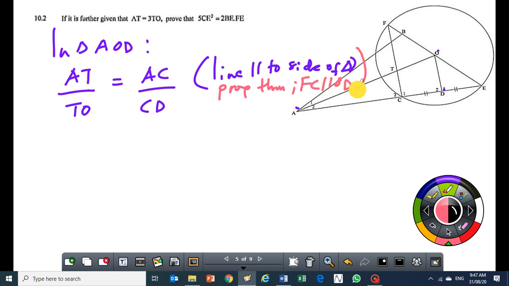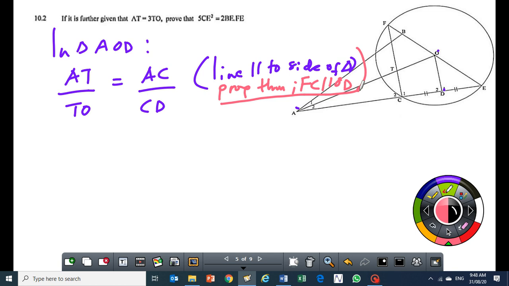Okay? So I'm not going to impose to you that, okay, write line parallel to one side of triangle. It's your choice. But if you use this one here, be careful of forgetting the lines that are parallel. Be careful. Because that's a very common mistake.